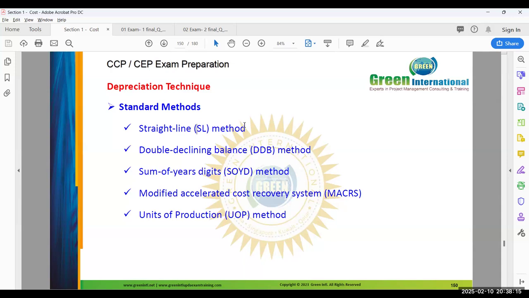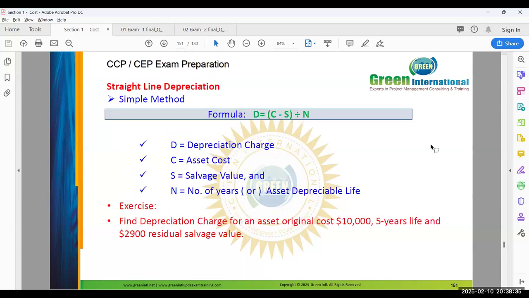200,000 salvage value. 800,000 is current value. 200,000 by 10, 20,000 per year. It's not like that. Depreciation is equal to the asset cost minus the salvage value, the final remaining value, divided by the number of years. That is the depreciation cost. Understood.